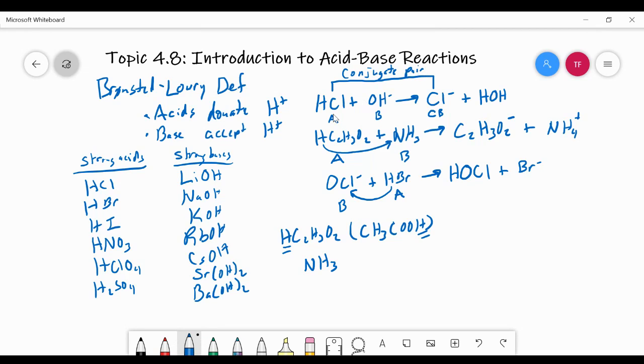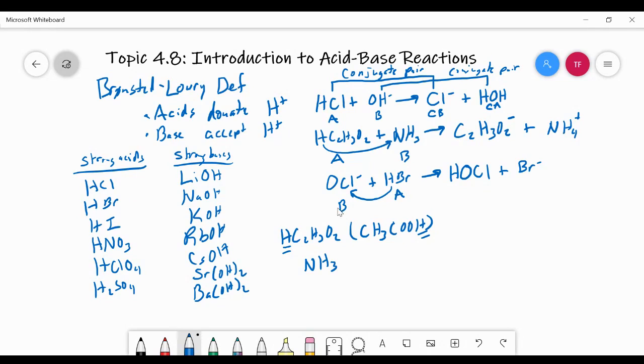So the acid, after it loses hydrogen, becomes a conjugate base. The base, after it gains a hydrogen, will become what's called the conjugate acid. And that is the second conjugate pair in this reaction. So there are always two conjugate pairs in these acid-base reactions. The acid becomes the conjugate base, one conjugate pair, and the base becomes a conjugate acid. So let's look at this bottom one and see if you can identify the conjugate acid and conjugate base.